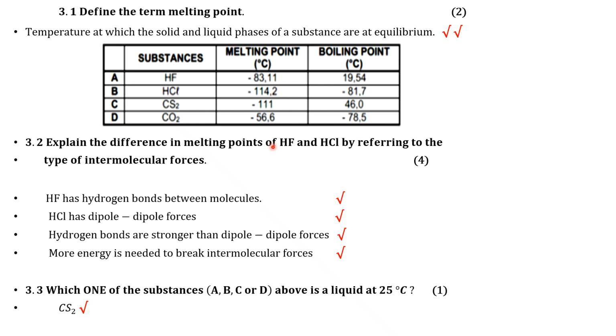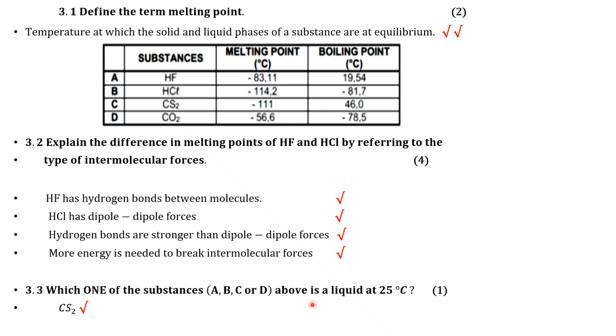Explain the difference in melting points of HF and HCl. So you should know when hydrogen combines with fluorine, we have a hydrogen bond. The HCl, we just have a dipole molecule, two non-metals. Right, so HF has hydrogen bonds. HCl has dipole forces, 1 mark each. We should know by now a hydrogen bond is stronger than a dipole force. Therefore, more energy is needed to break the HF intermolecular forces than the HCl. Therefore, the melting point for HF would be higher than that of HCl.